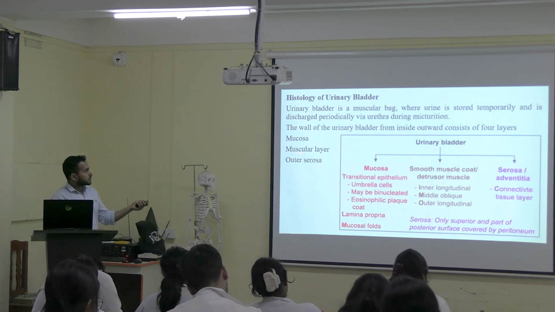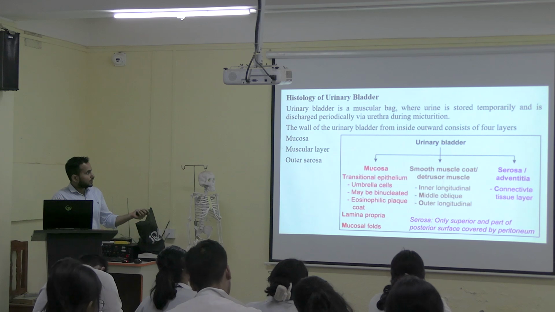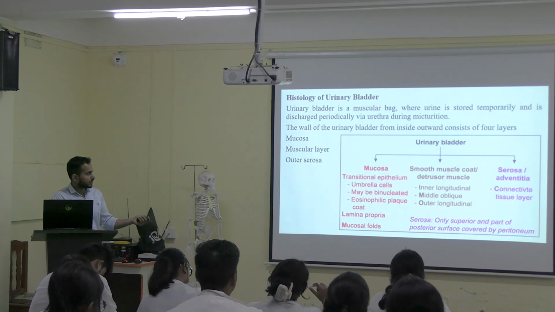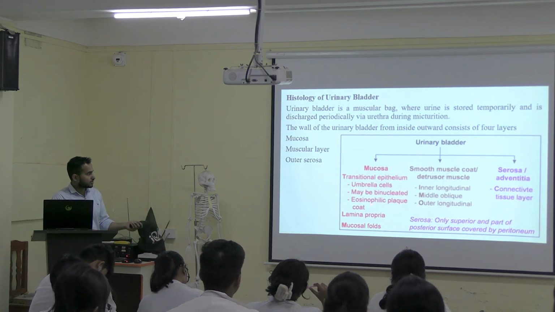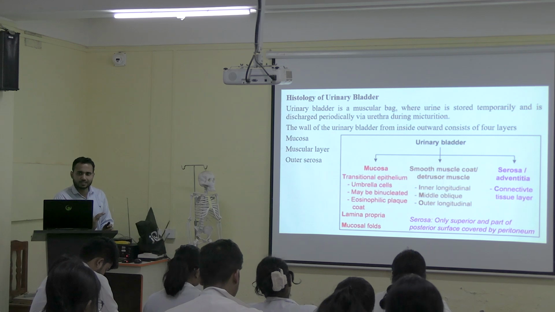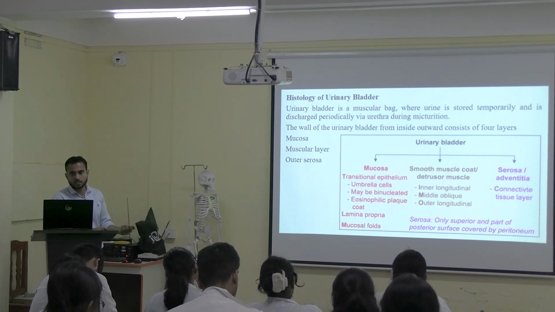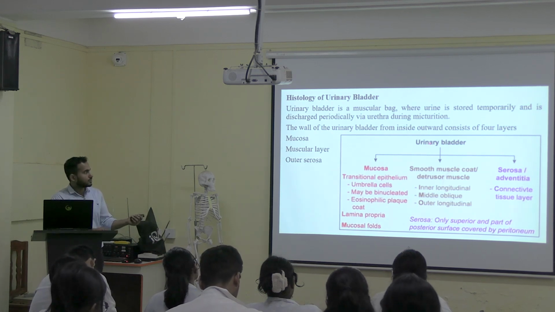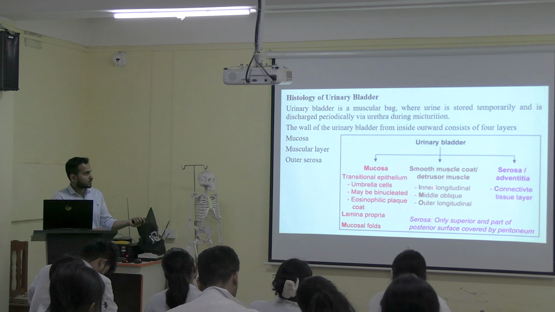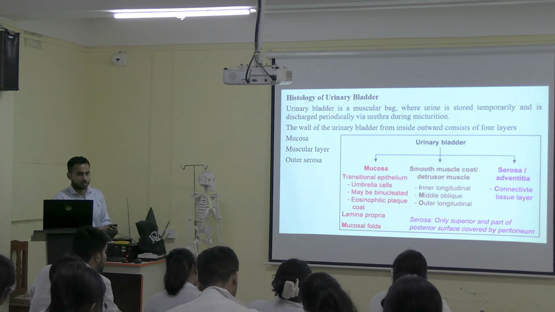Now in the urinary bladder, 3 layers are there: mucosa, muscle layer, and outer serosa. The lining epithelium is transitional epithelium, with the same umbrella shaped cells. Sometimes they are binucleated. An eosinophilic plaque coat, also called uroplakin, is there. That generally cannot be seen under H and E, but it is present. Lamina propria is present, and the same mucosal folds are also present. Next, the smooth muscle layer, the muscle coat, is called the detrusor muscle. Here also the arrangement is the same: inner longitudinal, outer longitudinal, and the middle one is oblique.